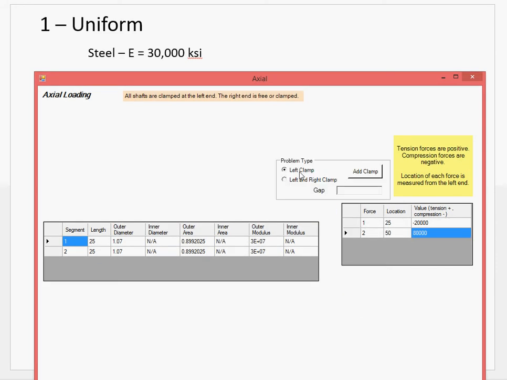And this problem only has a left clamp. If it had the left and right clamp, it would be an indeterminate problem, which I will go over in later videos.